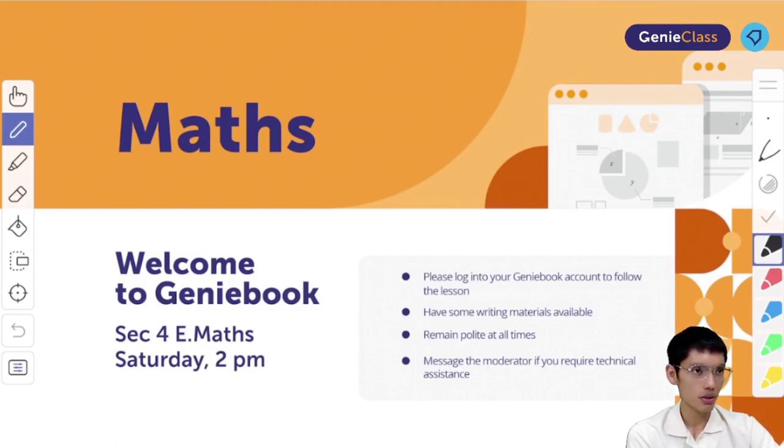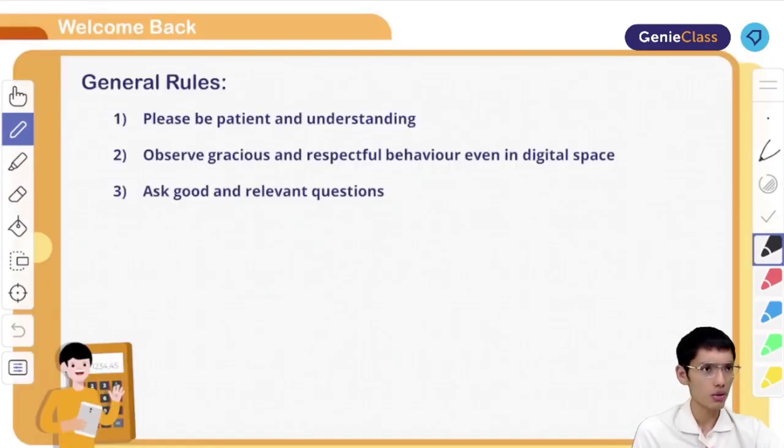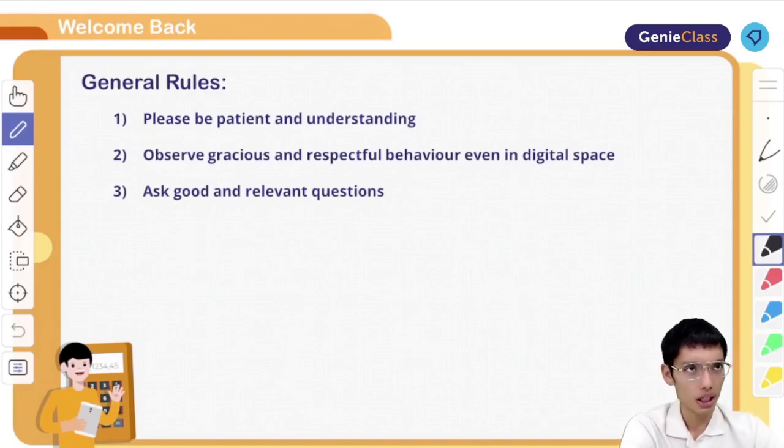No, there's no Sec 2. Yes, hi Isabel, there's no Sec 2. Today is Sec 4. Alright, so let's get started. Did I say Sec 2? Sec 4. I say Sec 4. I might have said it wrongly, but it's Sec 4 E-Math.